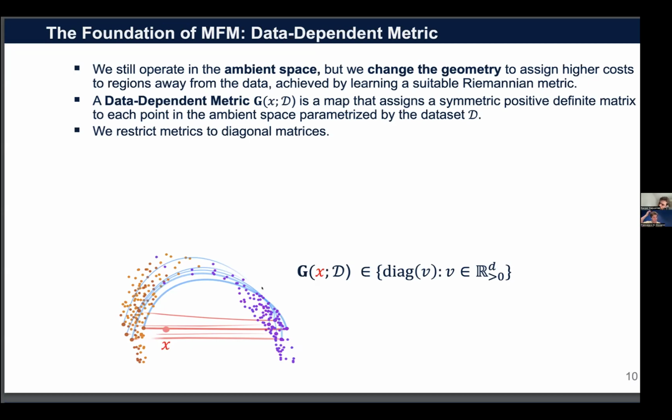So a data-dependent metric is essentially an assignment that gives you, for any point x, a positive definite matrix that will depend on where the samples in space are. And for simplicity, throughout our work, we actually restrict to diagonal matrices. So concretely, you just assign a vector with positive entries to each x.